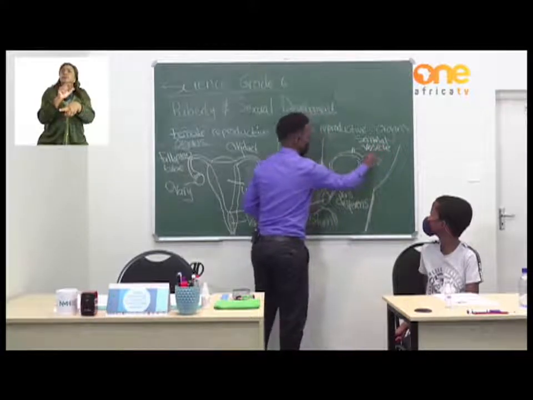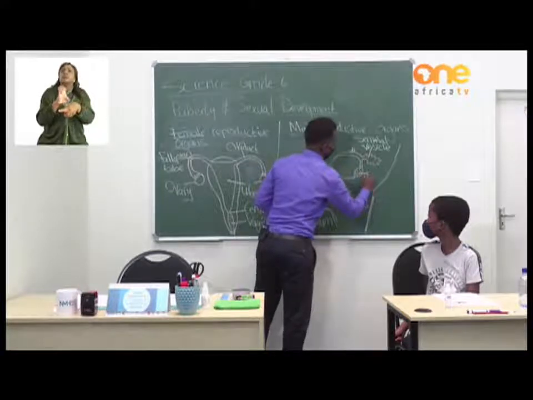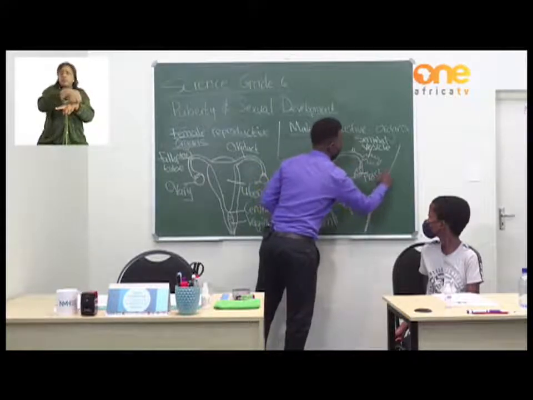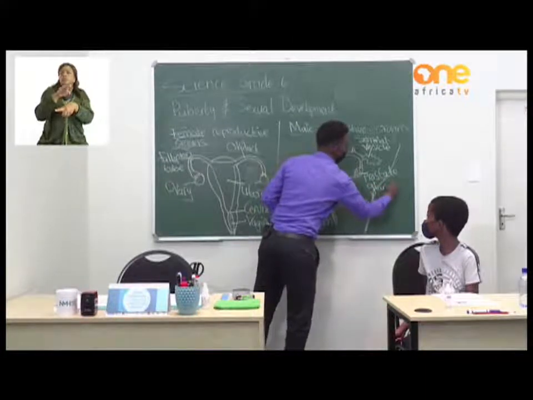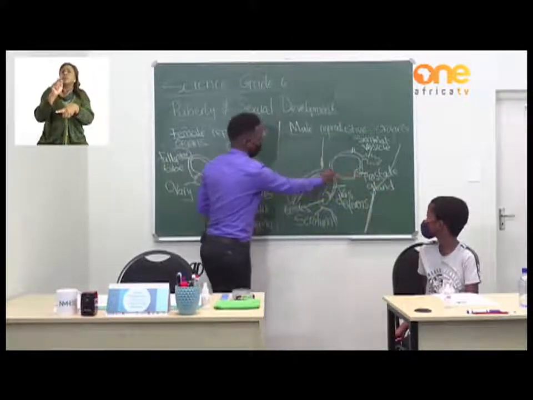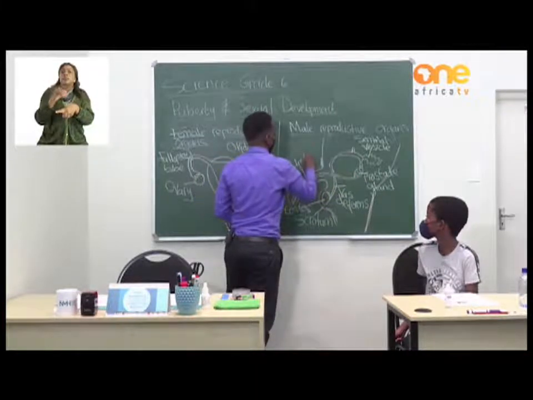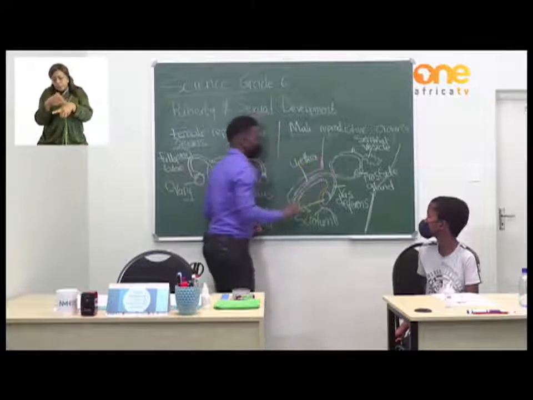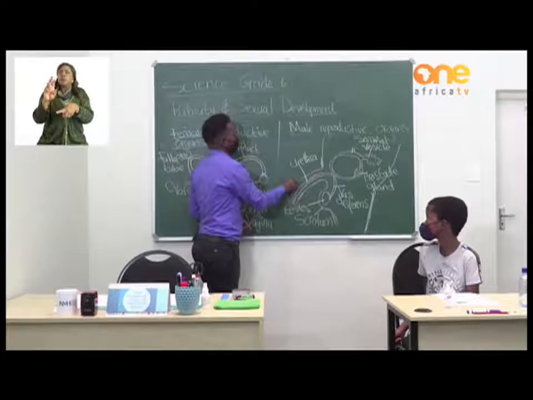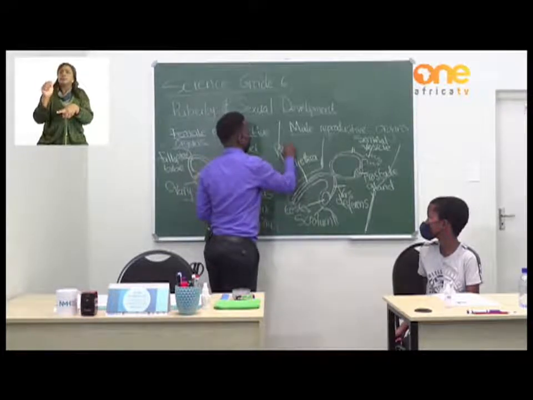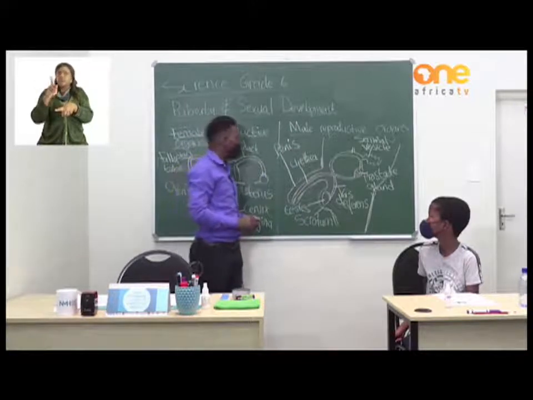And from the seminal vesicle, there's another structure where it goes into called the prostate gland. From the prostate gland, there's another tube, and this tube is known as the urethra, and the urethra is housed by another structure referred to as the penis. The penis also hangs outside the man's body.